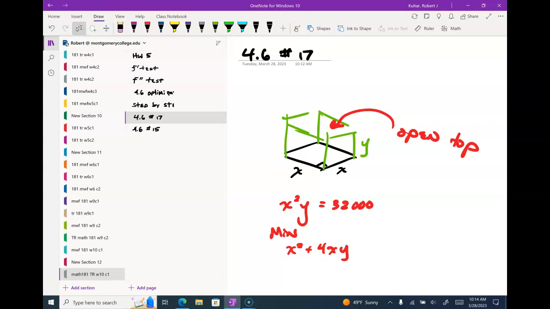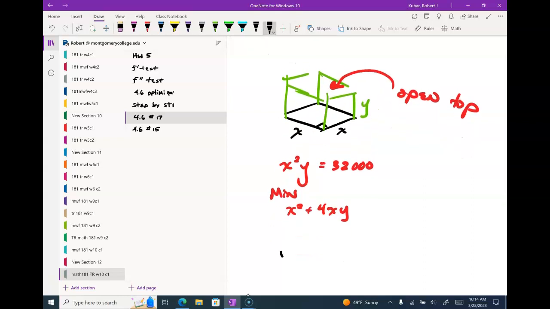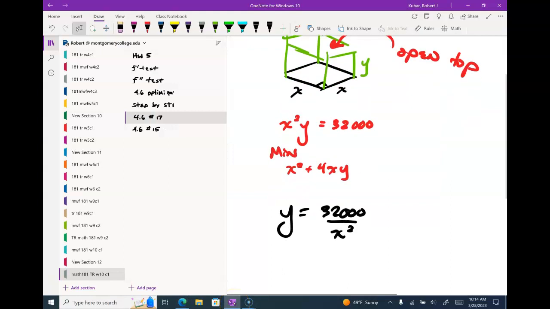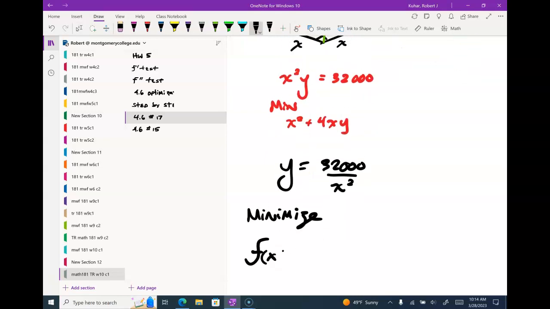So there's step 1. Step 2, solve the equation for y, right? So y equals 32,000 over x squared. Is that right, 32,000? Yeah. And so now I want to minimize f of x equal to x squared plus 4 times x times 32,000 over x squared.